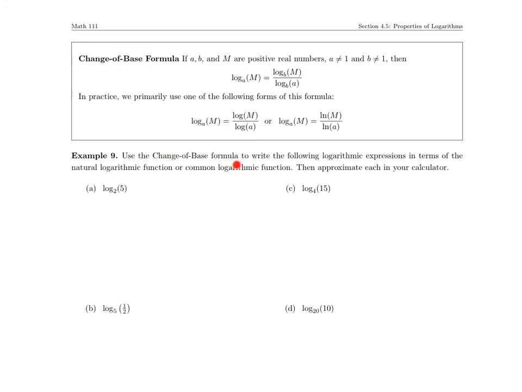Use the change in base formula to write the following logarithmic expressions in terms of natural log or common log. Common log is just regular log. Then approximate each in your calculator. So we're going to round to the third decimal place here. I'm going to do 3 of these with you. I'll let you try the other on your own.